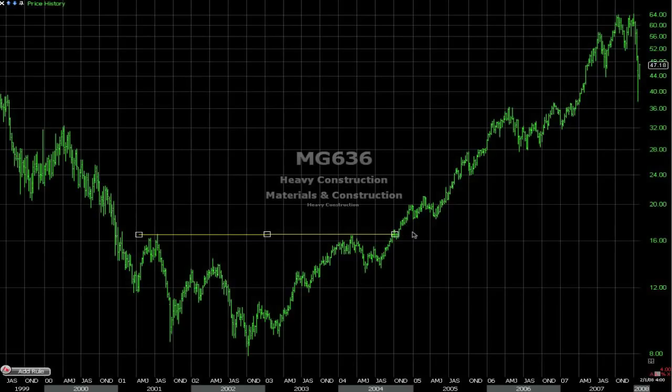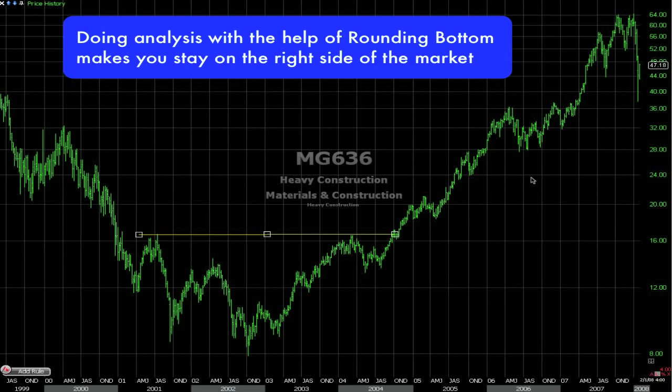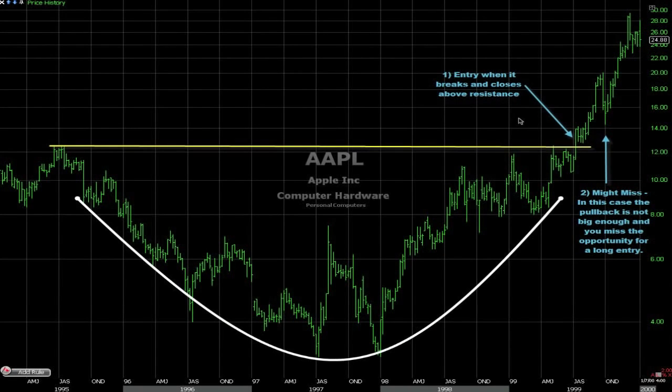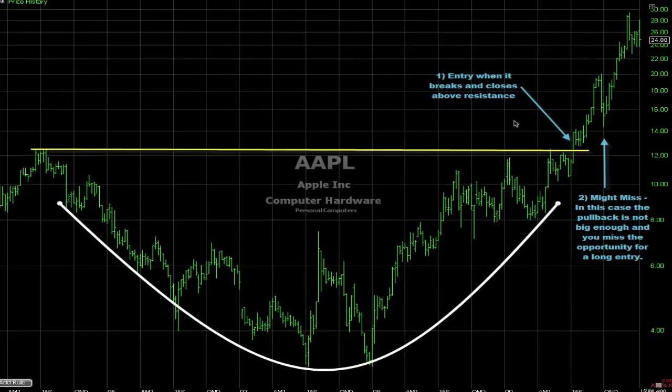So when this happens, you will only be taking long plays in this sector. So if you find a weak stock in this sector, there's no reason for you to go short because the sector is strong. It's better to find a weak stock in a weak sector. Okay, now you've seen how to use rounding bottom for analysis. Now I'll show you where you can go long.